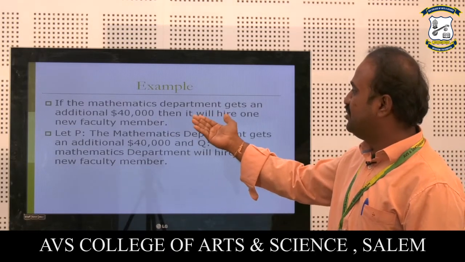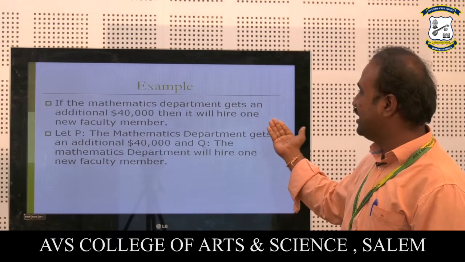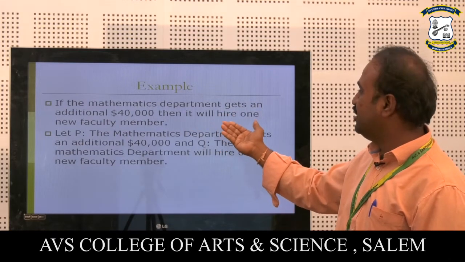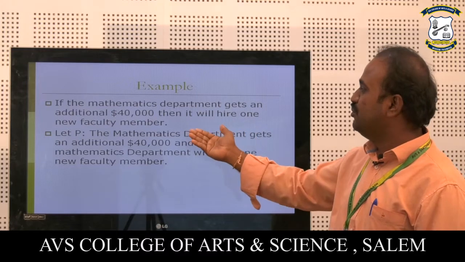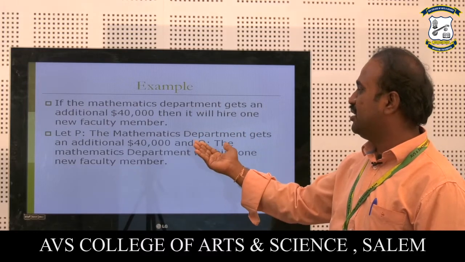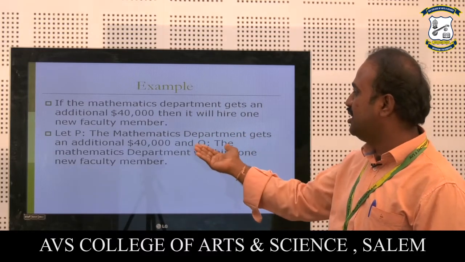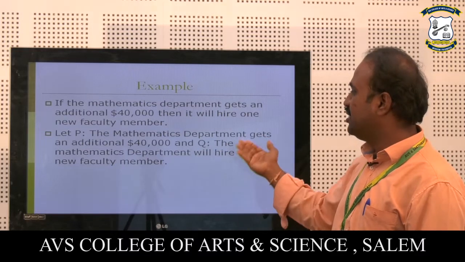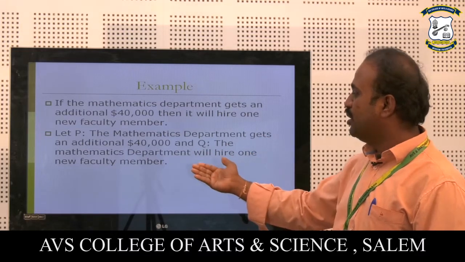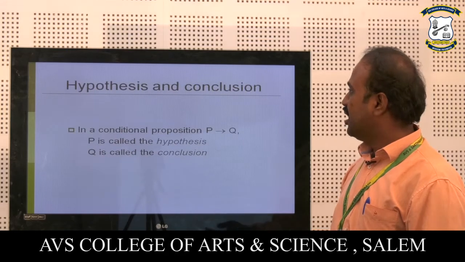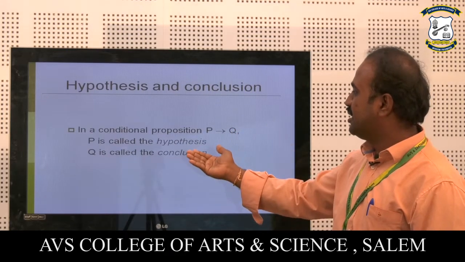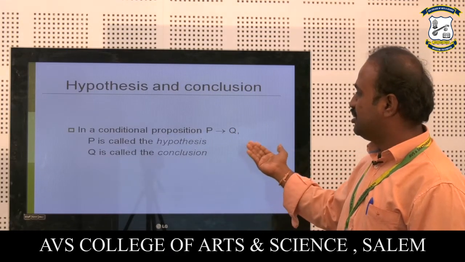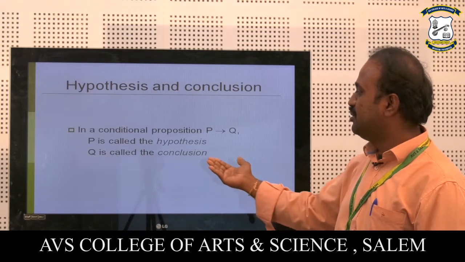Example: if the mathematics department gets an additional 40,000, then it will hire one new faculty member. Let P be the statement: the mathematics department gets an additional 40,000. And the Q statement: then the mathematics department will hire one new faculty member. Hypothesis and conclusion: in a conditional proposition P conditional Q, P is called the hypothesis and Q is called the conclusion.